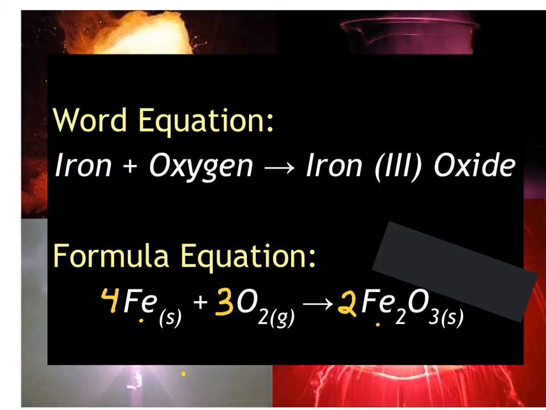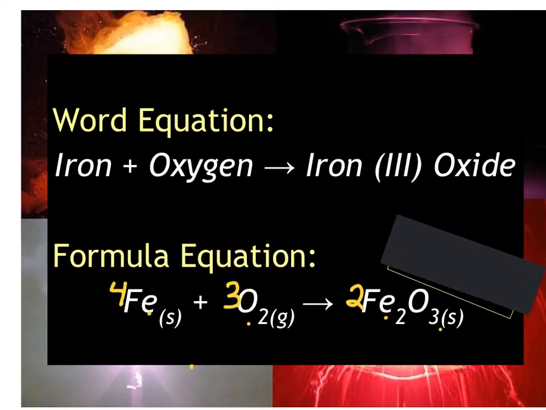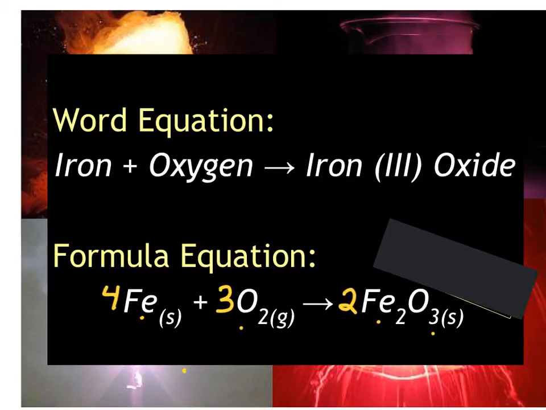If we're counting the atoms, here we've got 4 atoms. Here we have 4 atoms. 2 times 2 is 4. When we're counting our oxygen, here we have 6, and here we have 6. 2 times 3 is 6. This would make this a balanced equation. So that is a balanced equation.